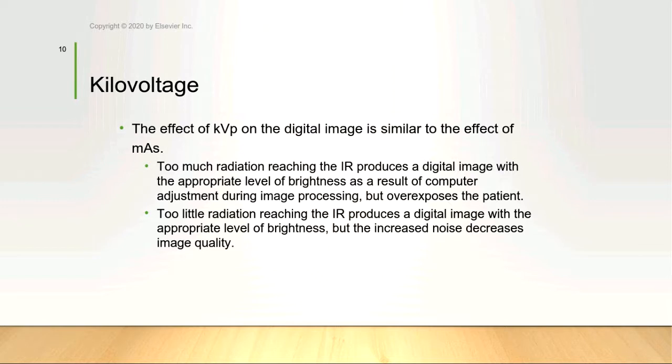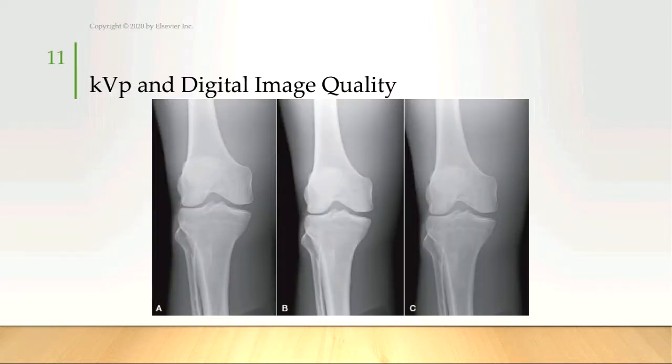So kVp affects the exposure on your digital image similarly to how mAs does. So again, using the appropriate amount is very important. And they give us some pictures of knees. Again, this is on page 135. So picture A, they used 70 kVp at 2 mAs on this particular knee. In picture B, they used 50 kVp at 2 mAs. So they dropped the kVp 20 full kVp increments.